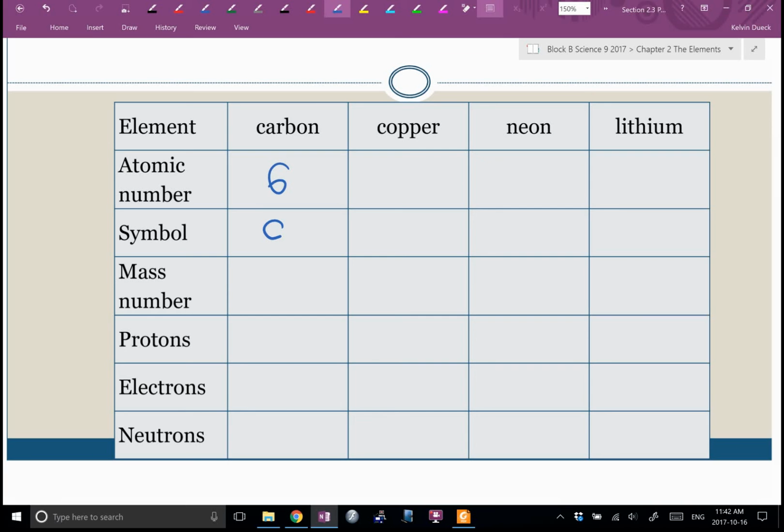12? How many protons does it have? Not 12. That's the most common mistake. How many protons does it have? 6. How many electrons when it's neutral? How many neutrons? And the way you get that is you go 12, take away 6. Yes? 6 neutrons. I gave you copper, neon, and lithium.